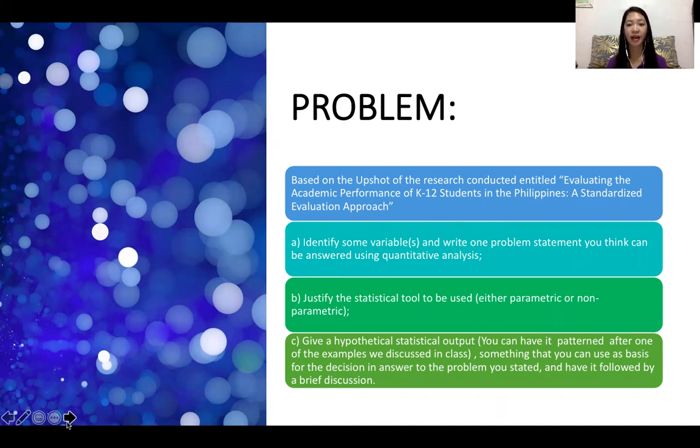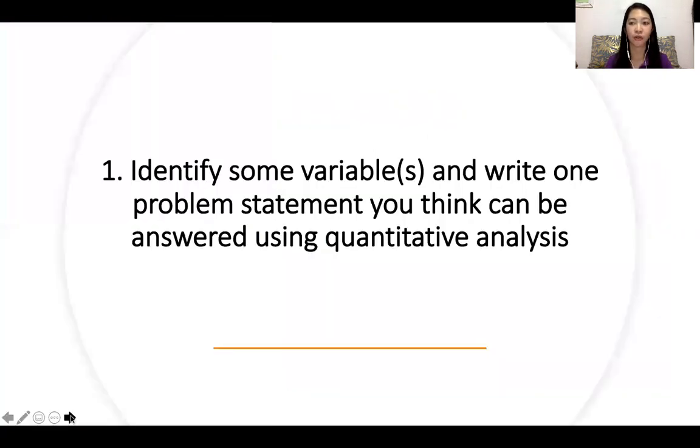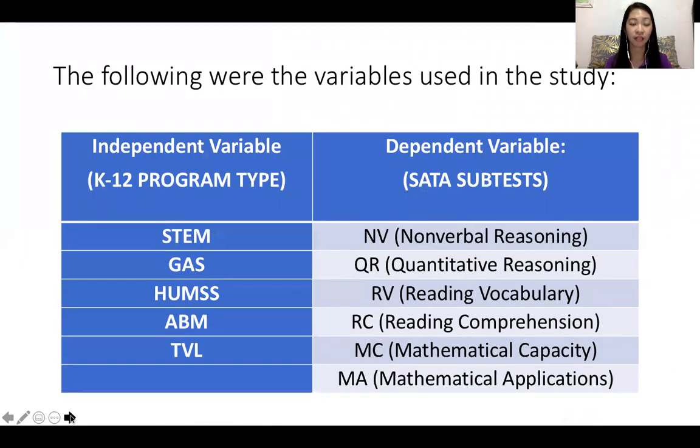First, I need to identify some variables and write one problem statement. Second, I need to justify the statistical tool to be used, either parametric or non-parametric. And the third problem is to give a hypothetical statistical output and a brief discussion. So for problem number one, the following are the variables that I've identified in the study. We have the independent variable, which is the K-12 program type, and the dependent variable, the different SATA subtests that would determine the academic performance of the K-12 students in the Philippines.